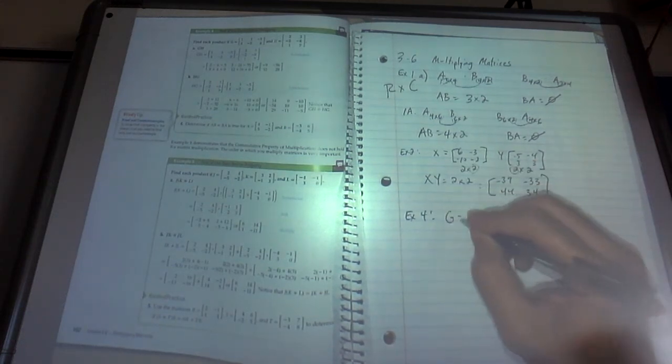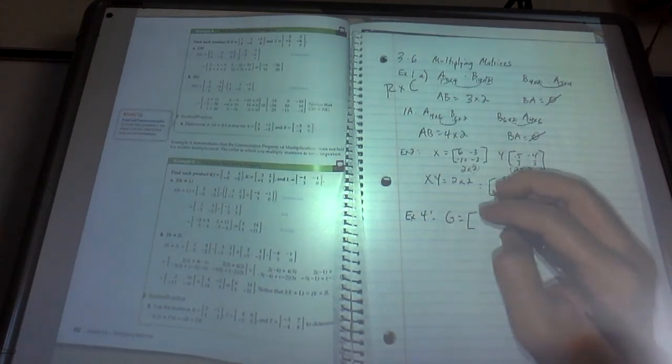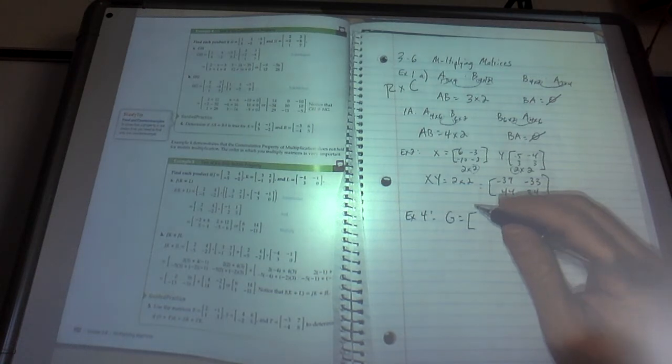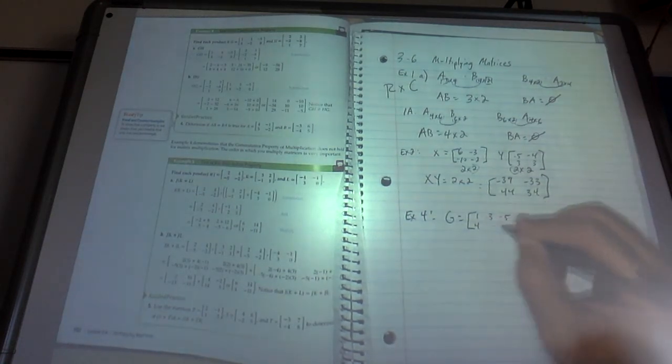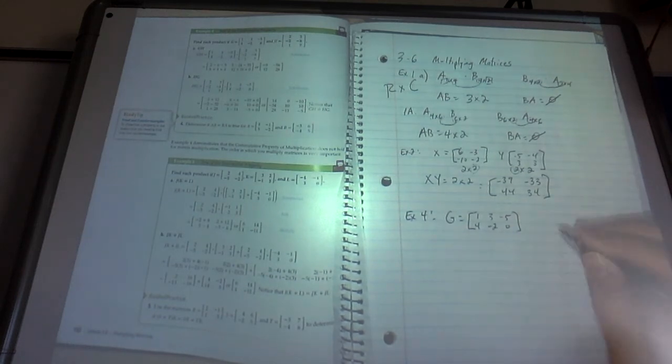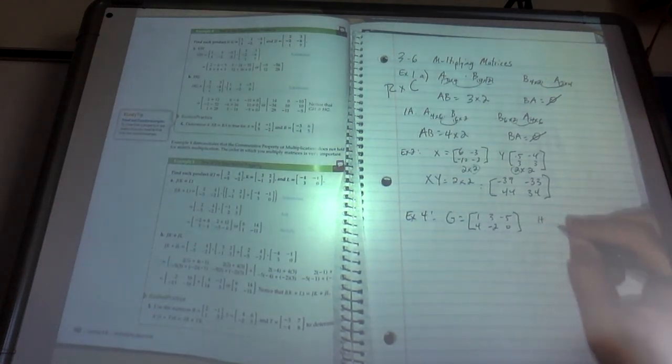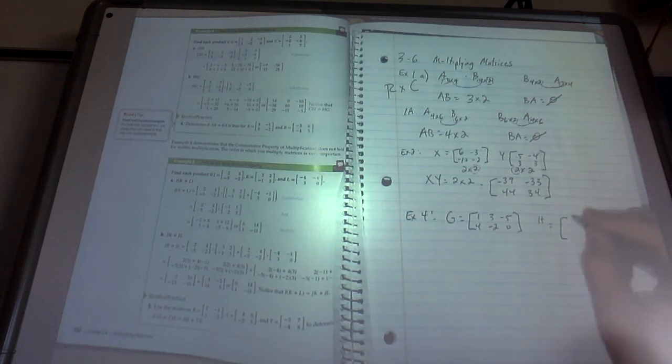And it says this. It's got matrix G is 1, 3, -5, 4, -2, 0. Matrix H, and again, it doesn't really matter what they call it, is 2, 3, -2, -8, 1, 7.